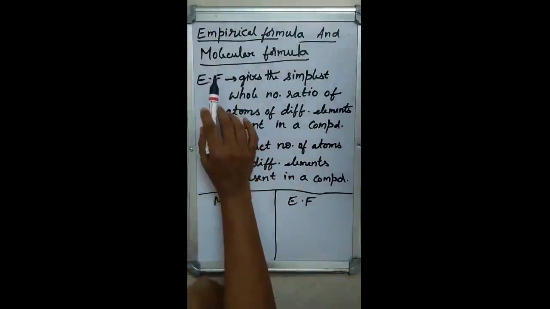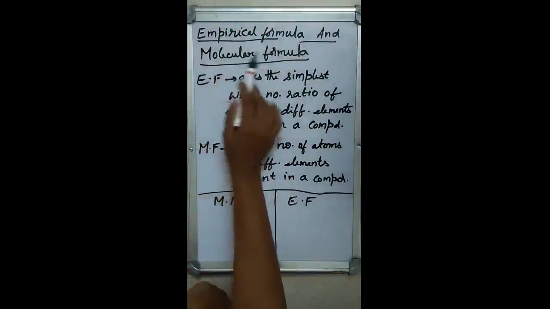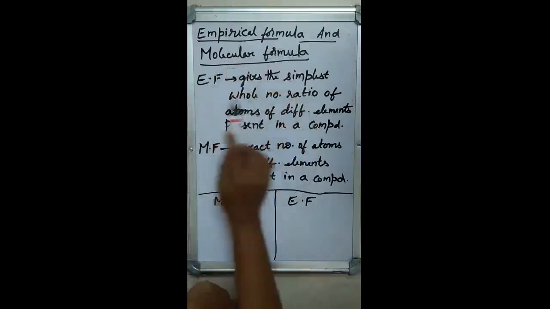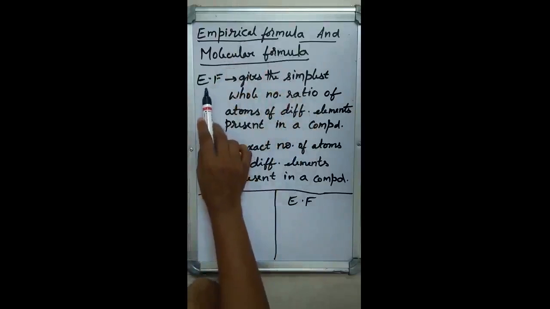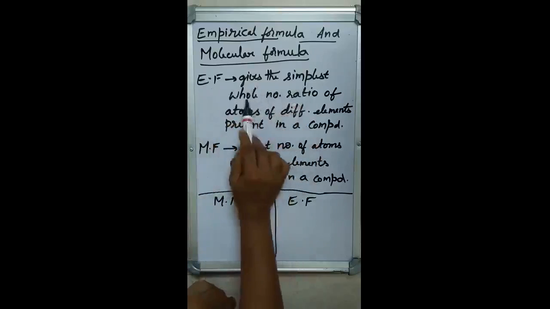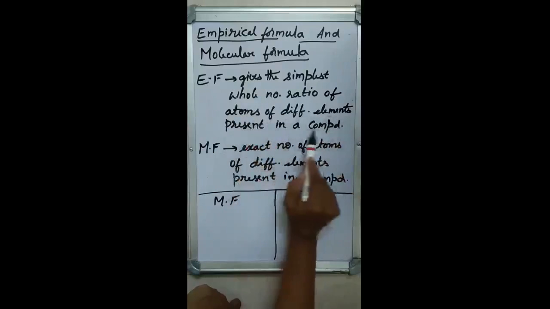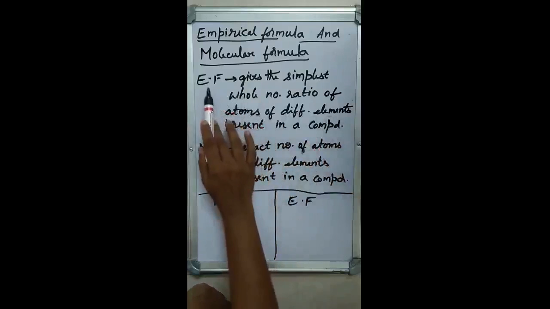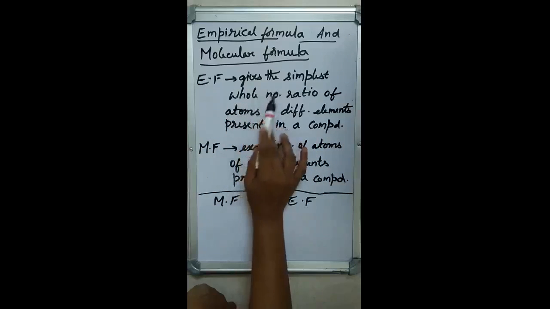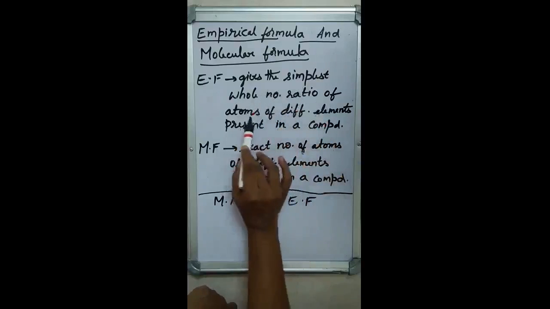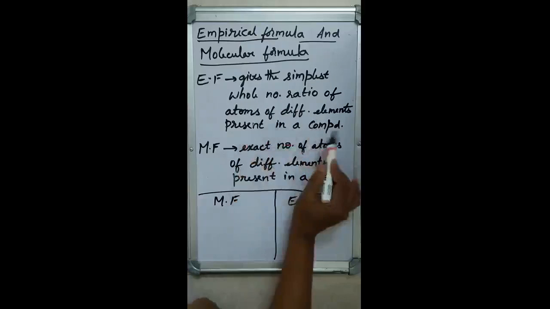Namaste students. In this video, I am going to explain empirical formula and molecular formula. Now, what is empirical formula and molecular formula? Here, I have written the definition. Empirical formula I have written in the form of EF. Empirical formula gives the simplest whole number ratio of atoms of different elements present in a compound. I will repeat. Empirical formula gives the simplest whole number ratio of atoms of different elements present in a compound.